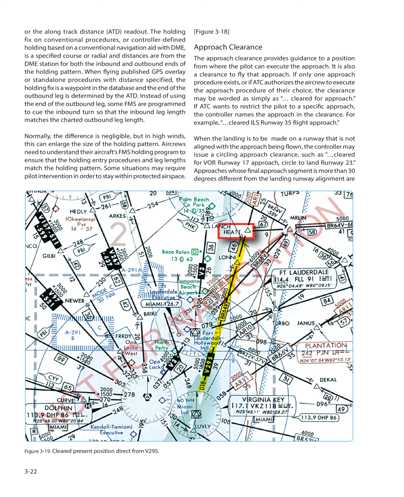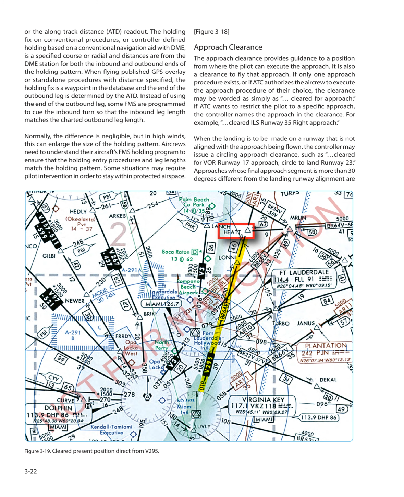The holding fix on conventional procedures, or controller-defined holding based on a conventional navigation aid with DME, is a specified course or radial, and distances are from the DME station for both the inbound and outbound ends of the holding pattern. When flying published GPS overlay or standalone procedures with distance specified, the holding fix is a waypoint in the database and the end of the outbound leg is determined by the ATD.